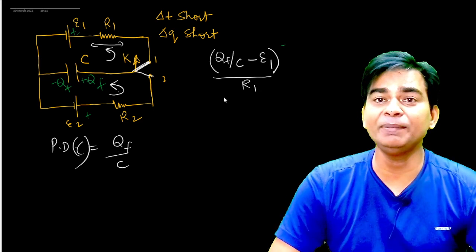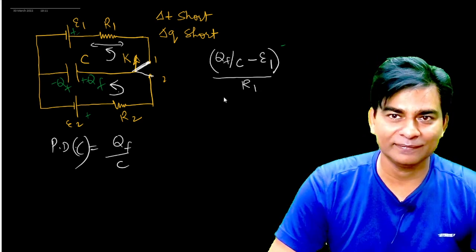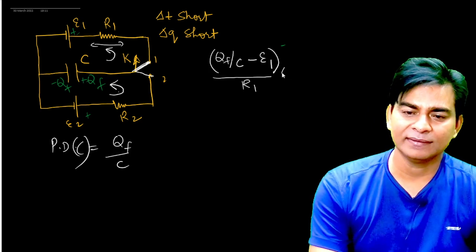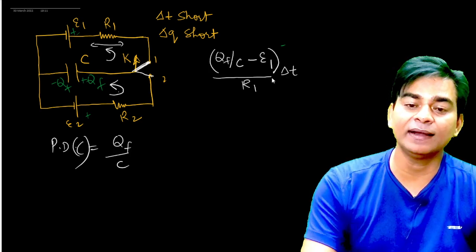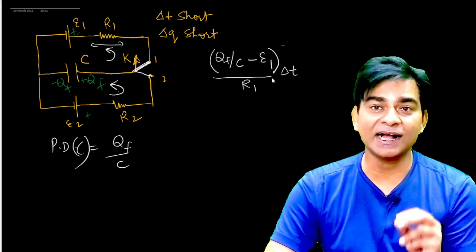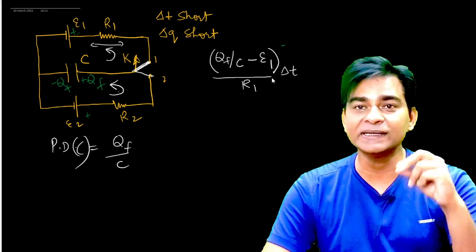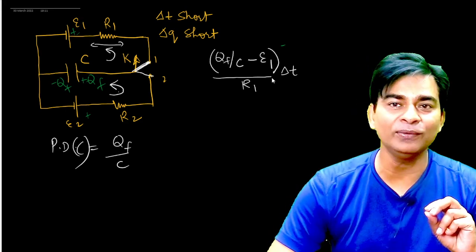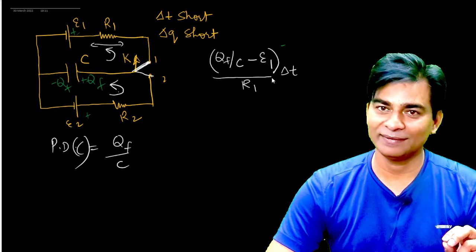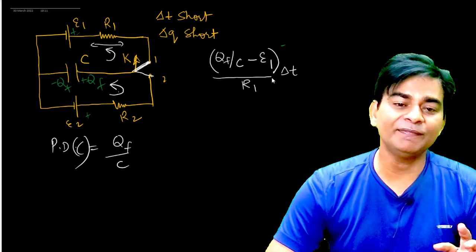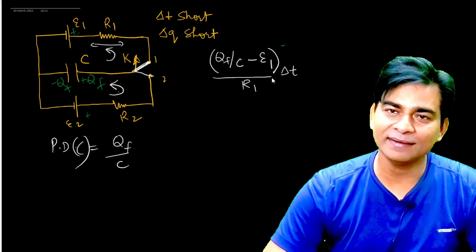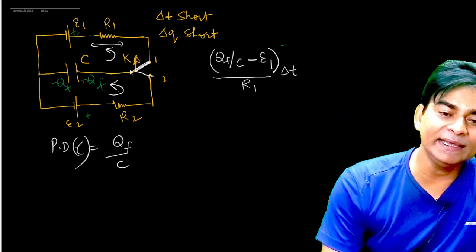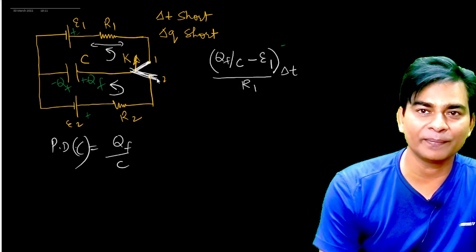If the connection lasts a short time delta t, then I multiply by this delta t. This much charge will be given to the upper circuit by the capacitor when the key is connected to terminal 1. If it gives to the upper circuit, definitely it will receive from the lower circuit. Now the key is switched to position 2.